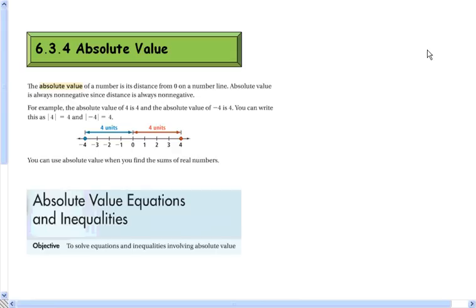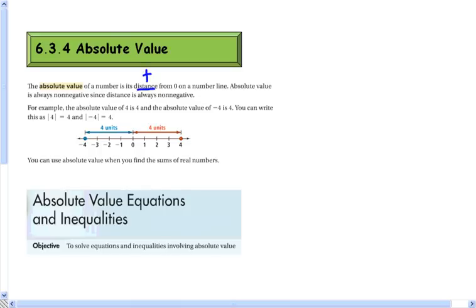Hey students, this is lesson 634, absolute value. Some of you have done some work with absolute value before. The absolute value of a number is its distance from zero on a number line. And when we say distance, a distance has to be a positive number.